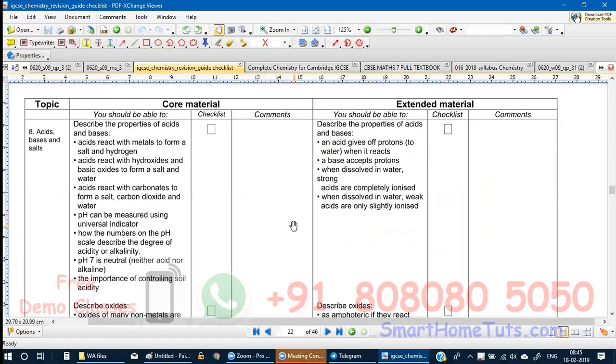In the break that you get, just go through the structures of macromolecules of organic compounds, nylon, terylene, and so on.